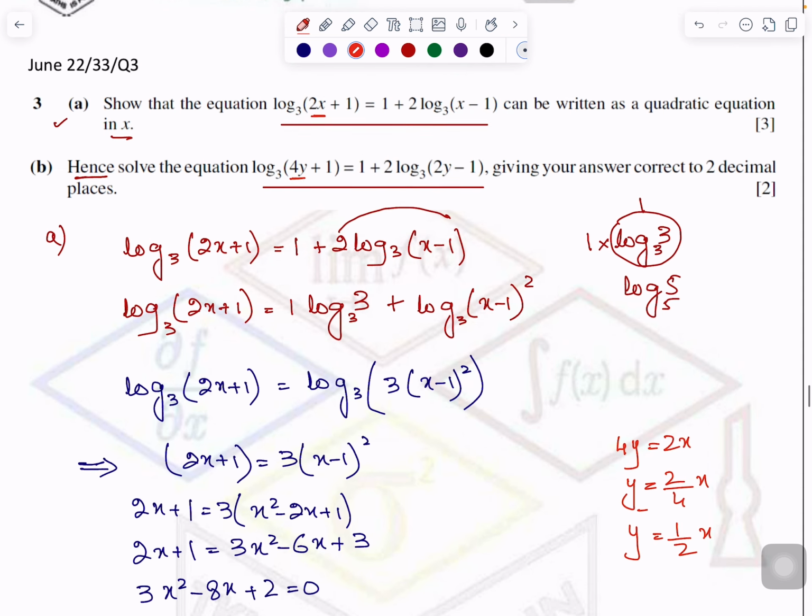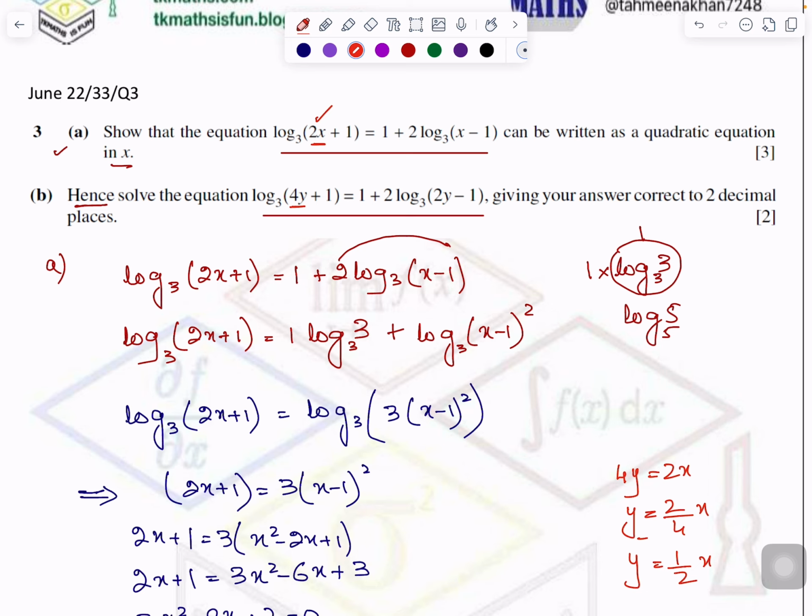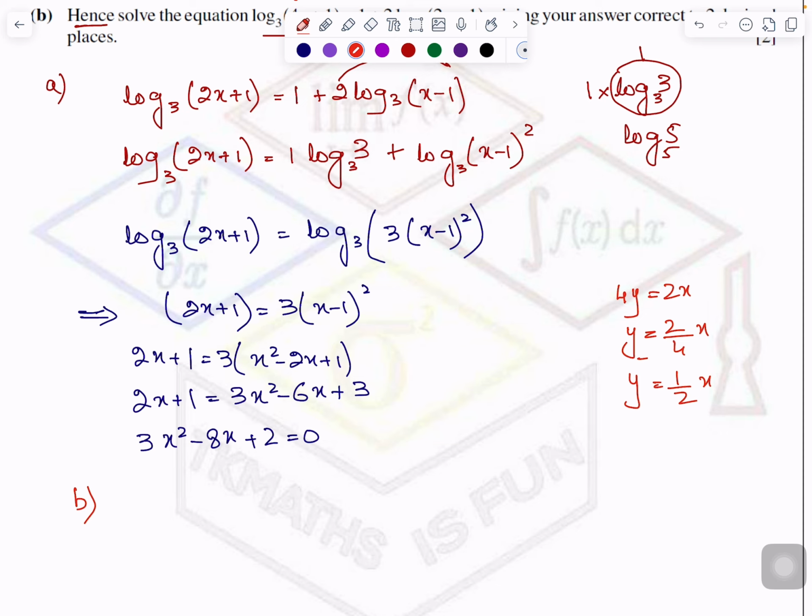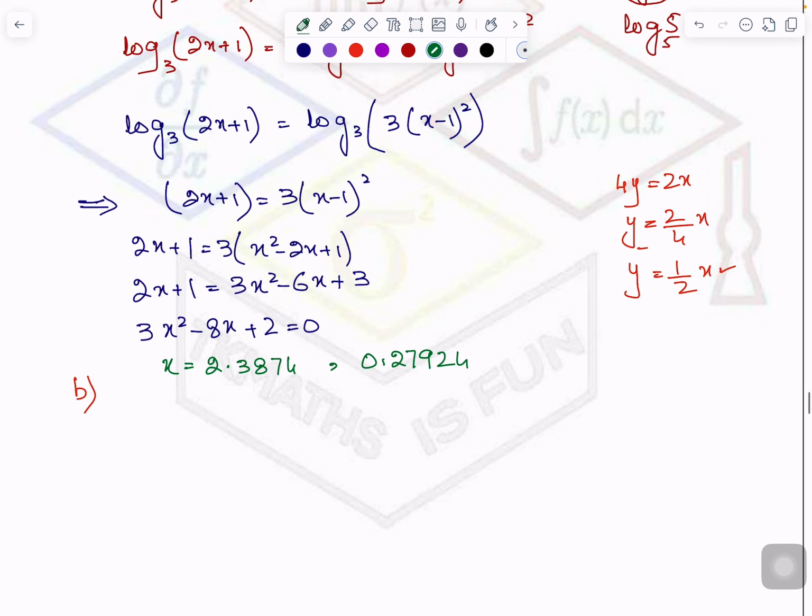So what did I notice here? The only difference is that instead of 2x I have 4y, and to find the value of y in part B, if I can find the value of x in part 1, I can just substitute here and get the answer. So for that reason I will solve the quadratic equation and get the answer. The quadratic equation gave me this answer. Part 1 is not asking for solving x. I will make use of this in part B.